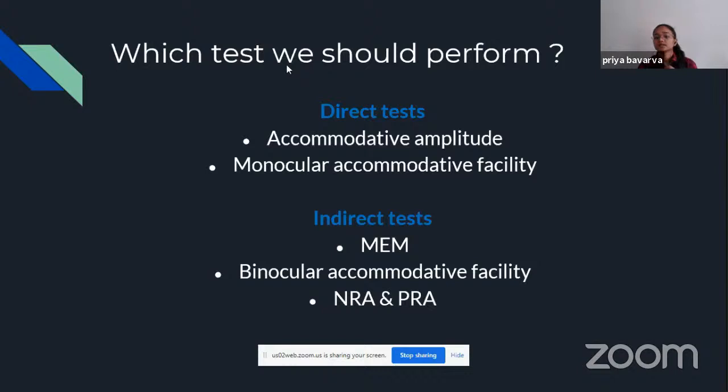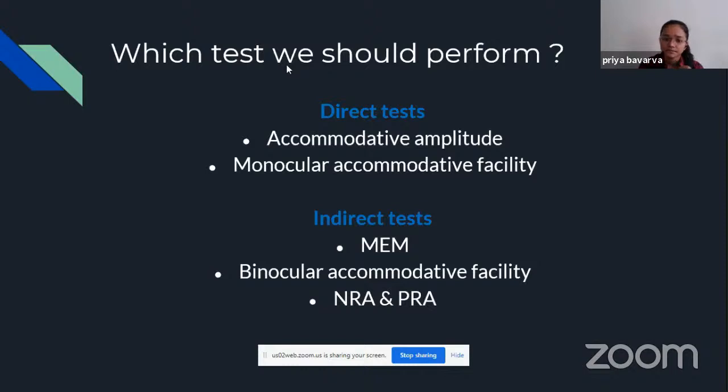The normal expected MEM value is plus 0.25 diopter to plus 0.5 diopter. If your reading is more than plus 0.5 diopter, it means the patient has a lag of accommodation, and if your reading is on the plano side or minus side, it means your patient has a lead of accommodation.